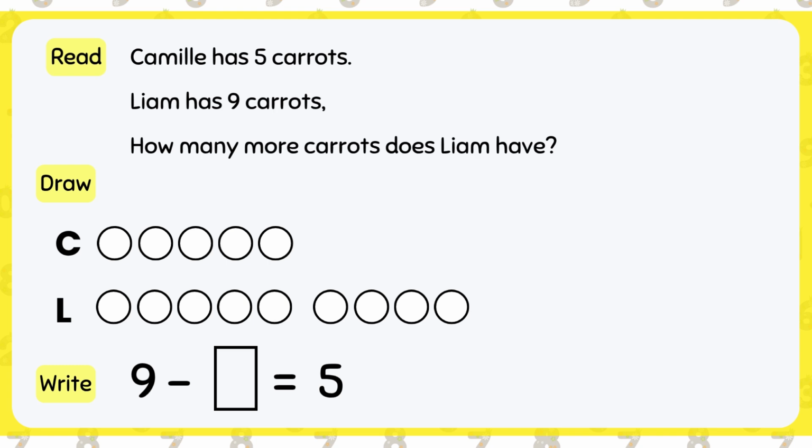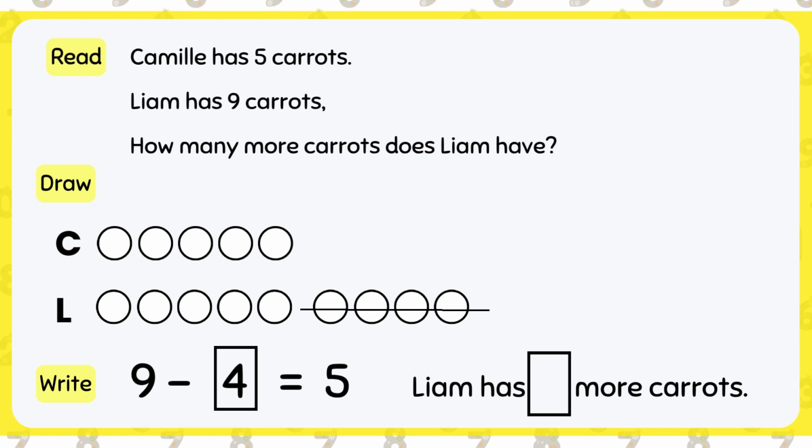Okay, friends, look at what I did. Because you helped me out to realize what I did last time was a disaster, I wanted the amount that Camille and Liam had to match. So I subtracted by counting back from 9. I said 9 and then crossed out until I got to 5. So this is what I did. 9, 8, 7, 6, 5. Stop. And then I counted the ones that I crossed out. 1, 2, 3, 4. And that, friends, equals 4. So I know that Liam has 4 more carrots than Camille.